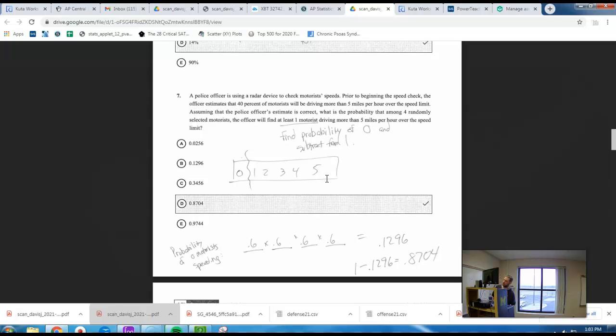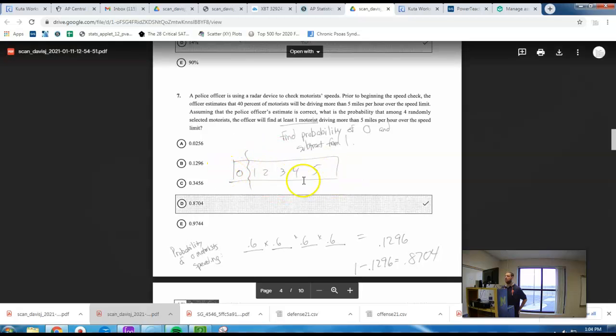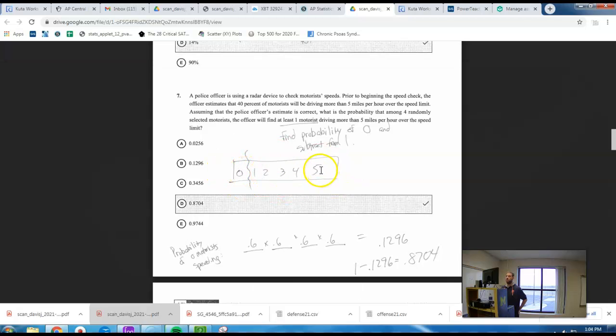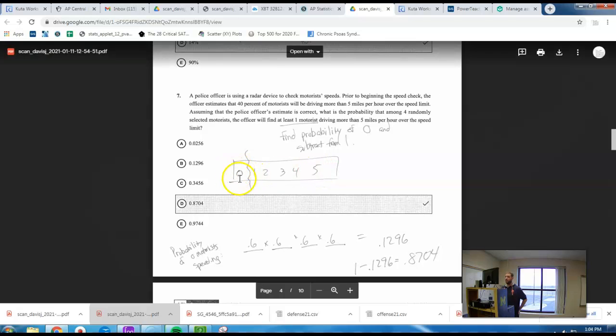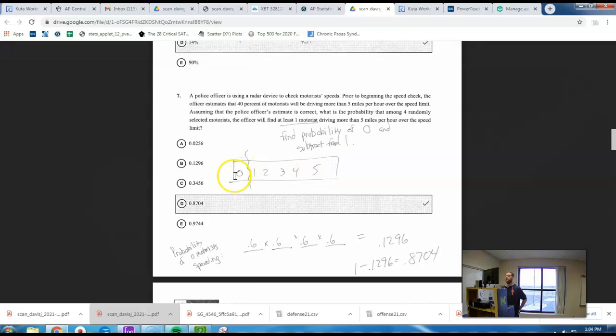Number 7, we want to know the probability that at least one motorist is speeding. So there are 5 motorists. I want to find the probability 1 of them, 2 of them, 3 of them, 4 of them, or 5 of them are speeding. Well, that's hard. I do not want to go through and figure out all those. But what I can do is I know that everything in this little bar, all these probabilities have to add up to 1. So if I find the probability of 0, let's say that's like 0.2, well then all the rest of them must be 0.8 because they have to add up to 1.